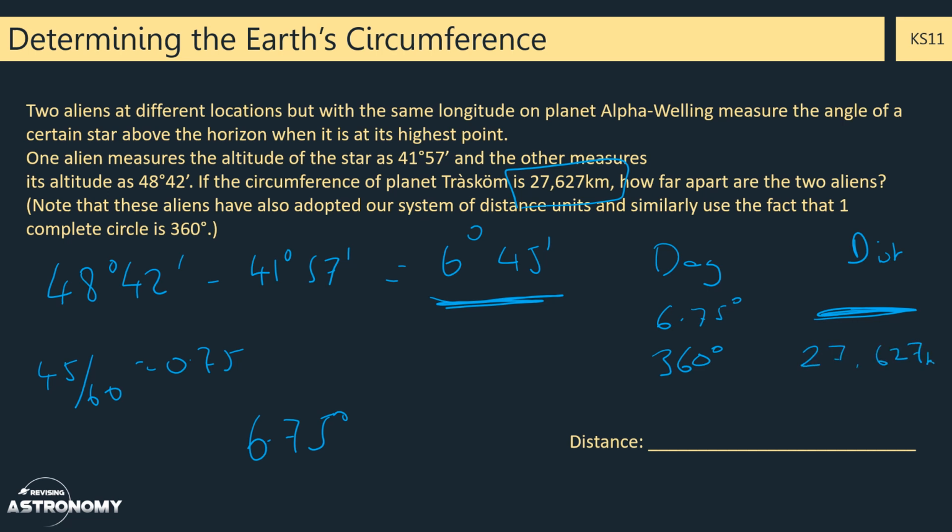27,627 kilometers. So this time we need to think about what we need to do to get from 360 to 6.75. On our calculator we can work out that we need to divide by approximately 53.3 recurring. So we need to do the same to this side, and doing that gives us 518 kilometers to the nearest kilometer.